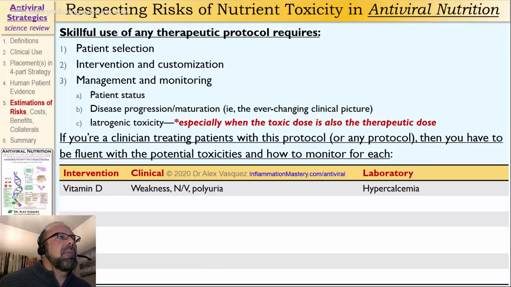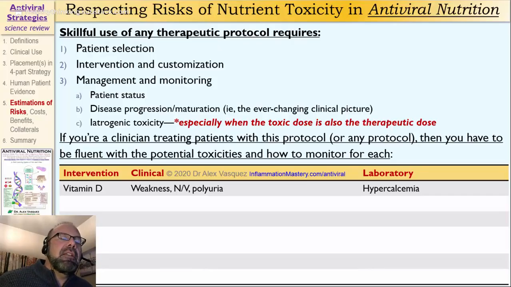Presentation: weakness, nausea, vomiting, polyuria. Other conditions present in the exact same way. That's why we take a clinical presentation and then we do labs if we don't know the answer. If a patient comes into your office with weakness, nausea, vomiting, and polyuria, that could easily be the same presentation, for example, as acute type 1 diabetes. Weakness, nausea, vomiting, polyuria, perfection. That's a classic presentation for type 1 diabetes.